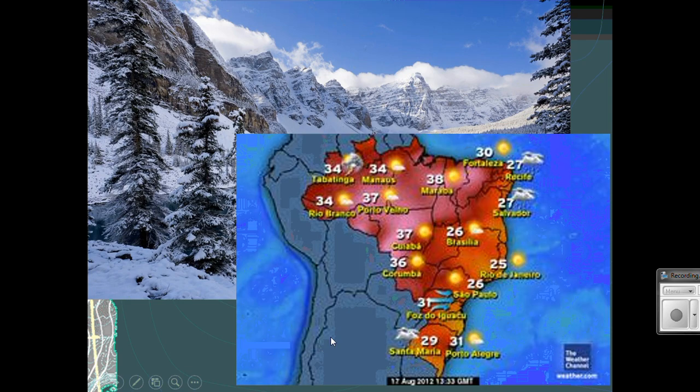But when we look at Brazil in the wintertime, now if you look at these numbers and you say, oh, but look, it says 37 degrees.